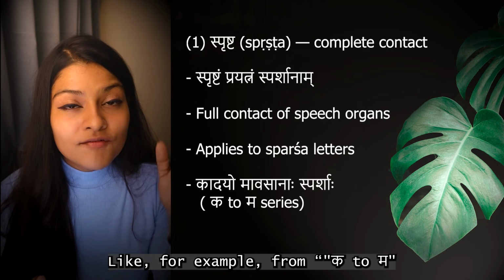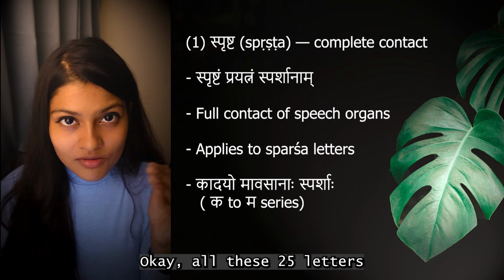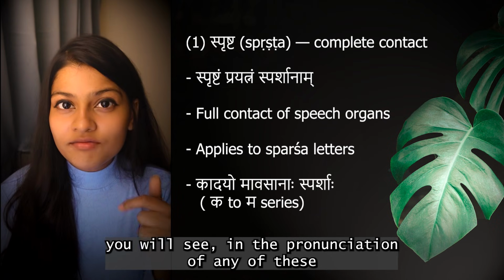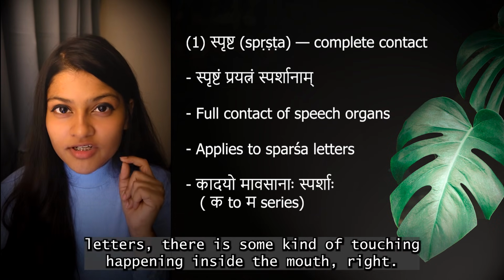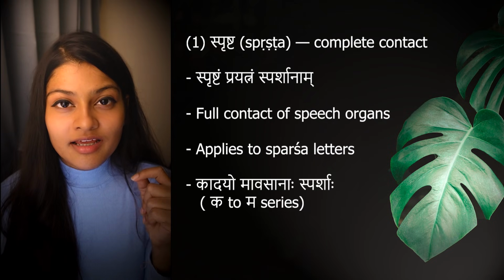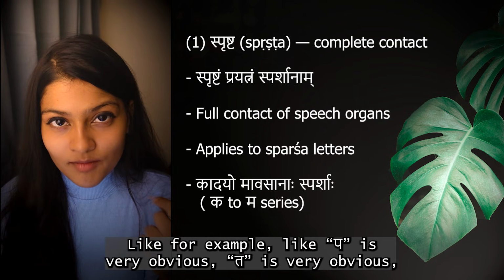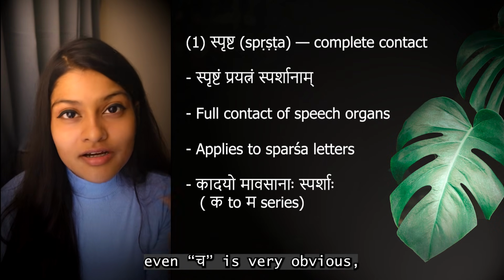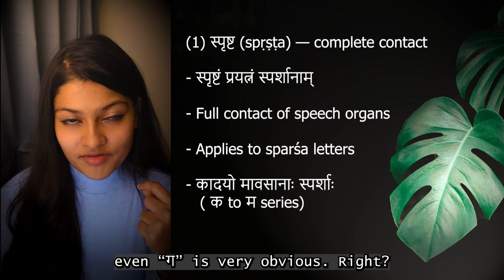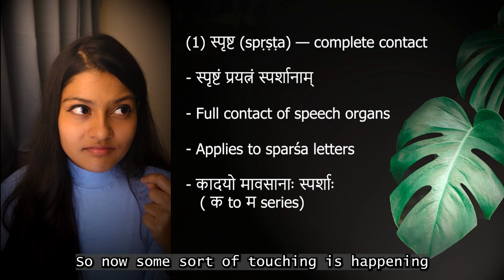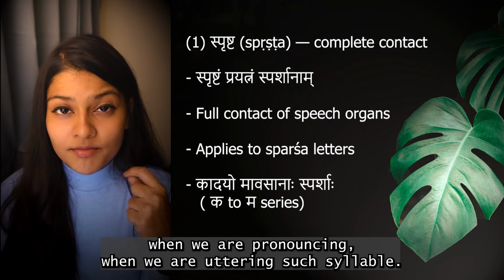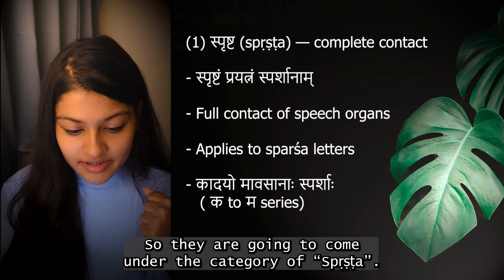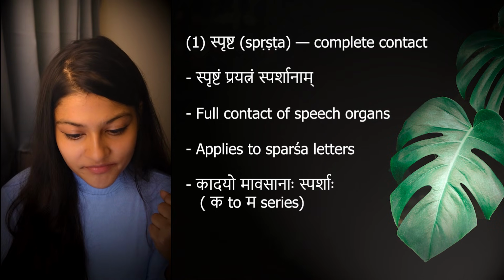Like for example, from ka to ma, okay? All these 25 letters, you will see in the pronunciation of any of these letters, there is some kind of touching happening inside the mouth, right? Like for example, pa is very obvious, ta is very obvious, ma is very obvious, even cha is very obvious, even ga is very obvious, right? So some sort of touching is happening when we are uttering such a syllable. So they are going to come under the category of sprishta, okay?